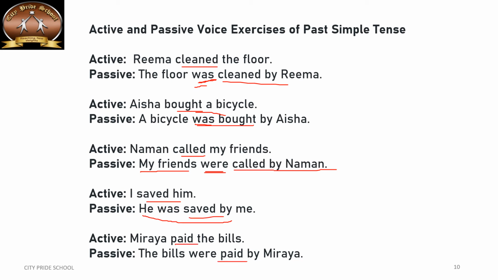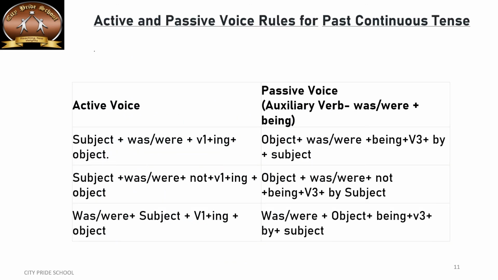But if I say one example, she sang the song. Now what is this? This is the past tense of sing, sang. But what is the past participle? Sung. So in this case, your verb will change to past participle, saying that the song was sung by her. Got it? Now the rules for past continuous.